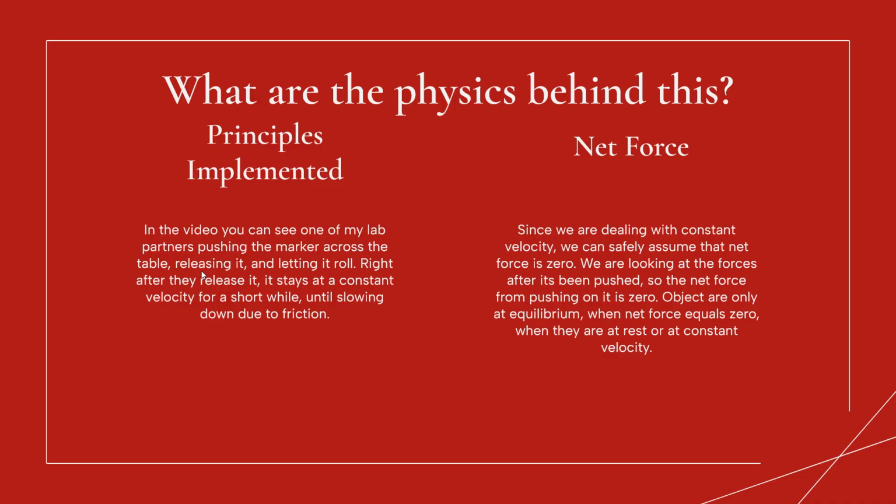So in this video, we'll just talk about the principles implemented. You can see that one of my lab partners pushed the marker across the table, released it, and let it roll. Right after they release it, it stays at a constant velocity for a short time until friction obviously slows it down. Once again, friction showing up.